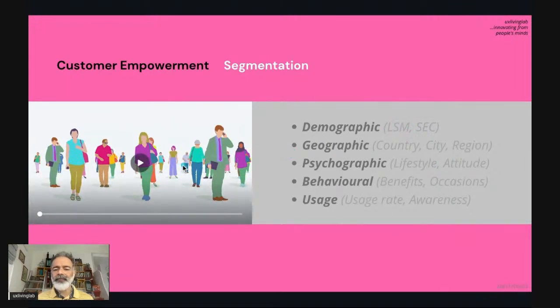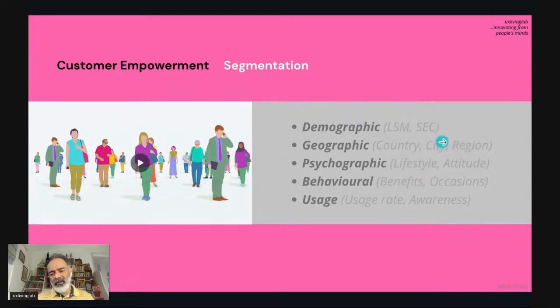Similarly, for socio-economic classification, there are 11 products you have to measure whether the customer is using. Then based on that usage, you can say what the socio-economic classification of the customer is. That is demographic segmentation. Then coming to geographic.